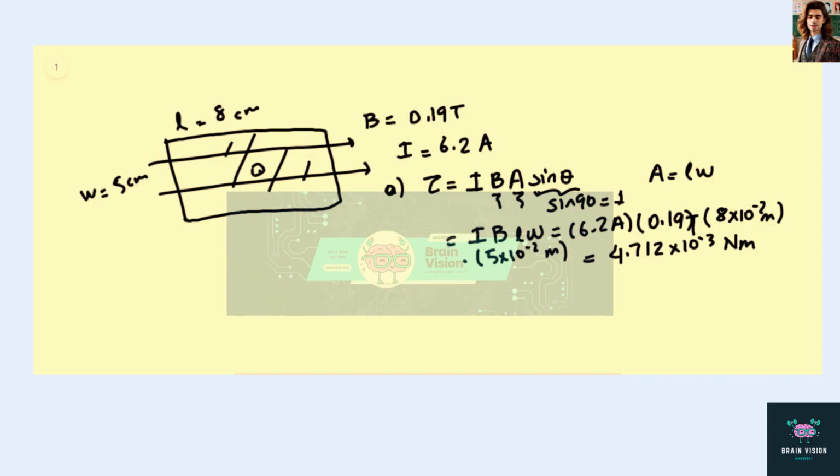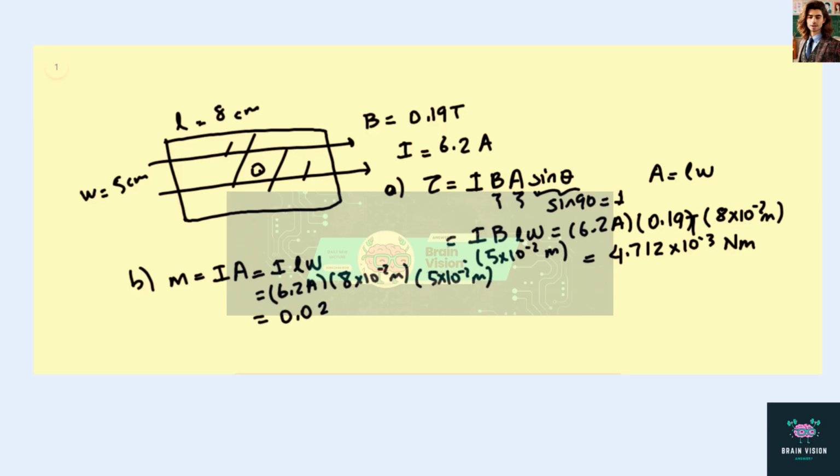Now in part B, we are asked to calculate the magnetic moment. As you know, the magnetic moment is going to be the amount of current flowing through the loop times the area of the loop. So this is really straightforward. I times L times the width, right? So when we plug everything in, 6.2 amps times 8 times 10 to the power negative 2 meters times 5 times 10 to the power negative 2 meters, we're going to get 0.0248 ampere meter squared.